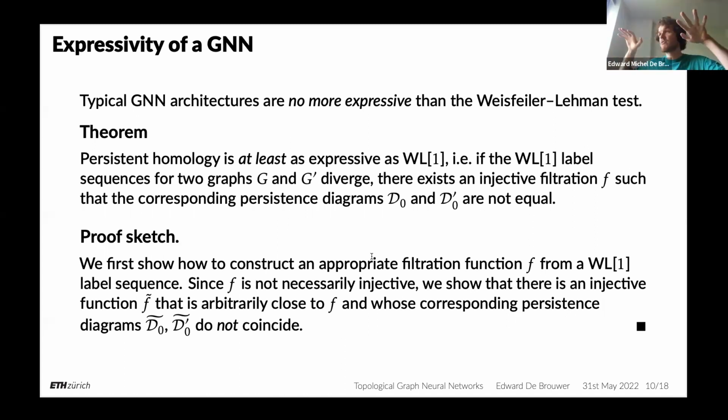So basically, if you have two graphs G and G prime that do not have the same WL representation, you know that there exists a filtration function F. And if you parameterize this filtration function by a neural network that has the universal approximation property, you can show that you can learn such a function such that the persistence diagrams won't be equal. And based on the fact that those persistence diagrams are not equal, you're going to be able to distinguish those two graphs.